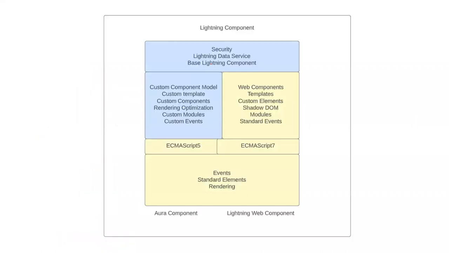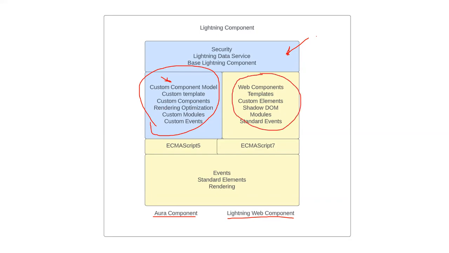Now, again, this is just a side-by-side comparison with the Aura component. If you see at the bottom, there is the Aura component on the left, and on the right is the Lightning Web component. The top three are the frameworks which are common in both methodologies. In the Aura component, we've got security, Lightning Data Service, and base Lightning components, which are already there. Then there was the custom component model, which was part of Aura. Then we have custom templates, custom components, rendering optimization, custom modules, and custom events. These were all part of Aura components, and these were basically the custom frameworks, the frameworks defined by the Aura methodology.